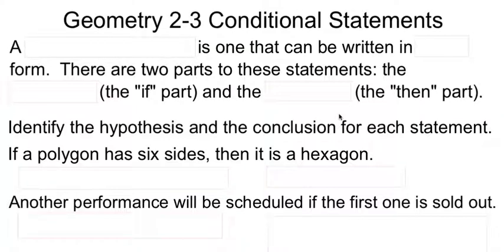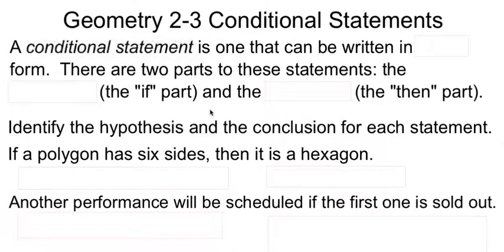This is Geometry, Chapter 2, Section 3, in which we will study conditional statements. Last time we talked about statements having a truth value, either true or false. These statements, conditional statements, are statements that we would write in if-then type form, and they may be true or they may be false. It kind of depends. That's why they're called conditional, because it depends on the condition of the two parts.